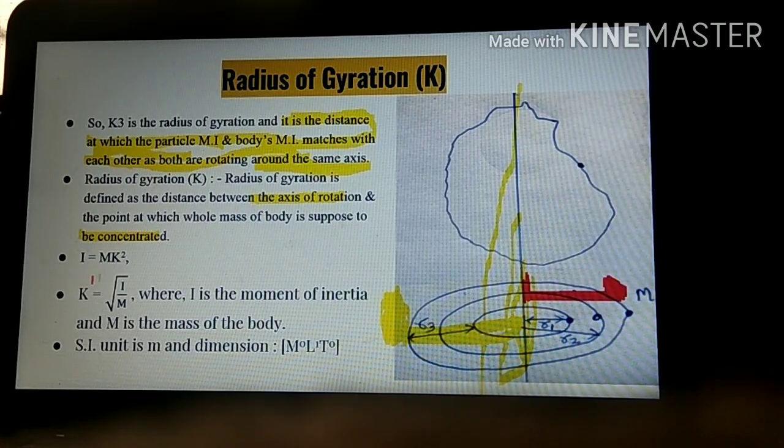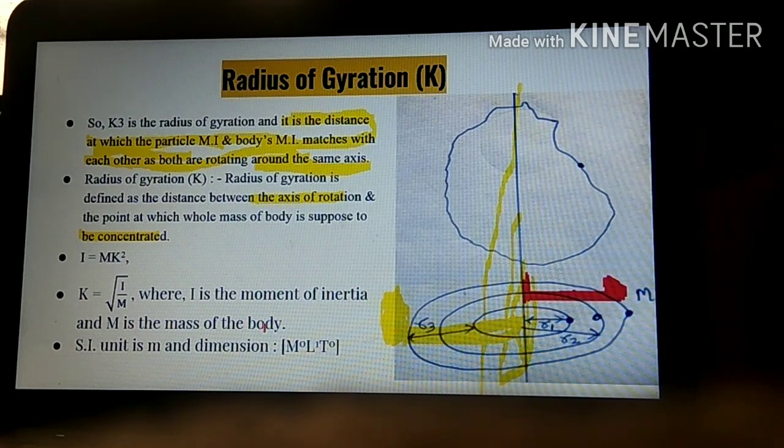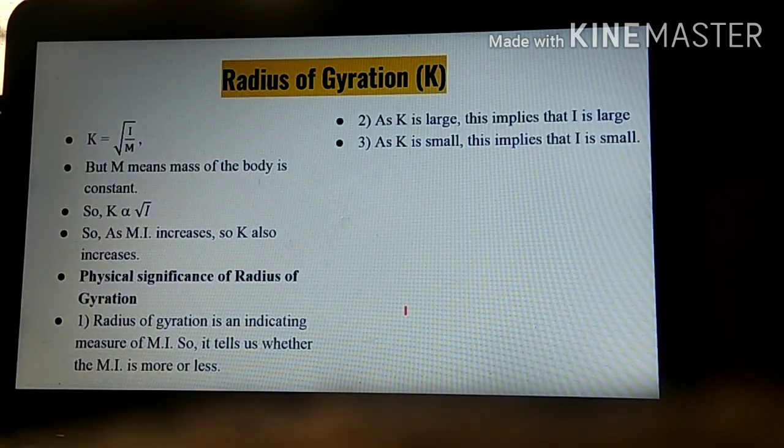So its formula is I equals mk square, where k is the radius of gyration. So k can be found out with the help of this: k will be equal to under root I upon m, where I is the moment of inertia of the body and m is the mass of the body. As it is just a distance, its SI unit is meter and its dimension is M0 L1 T0. So k, the radius of gyration, is denoted by this formula.